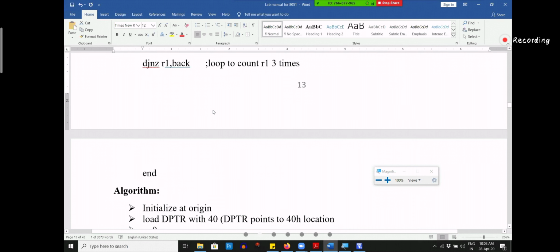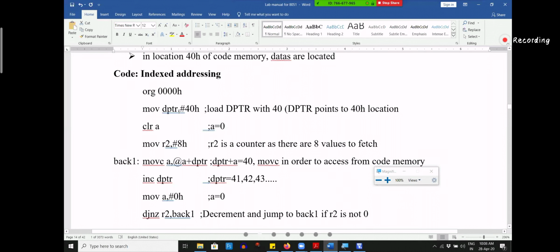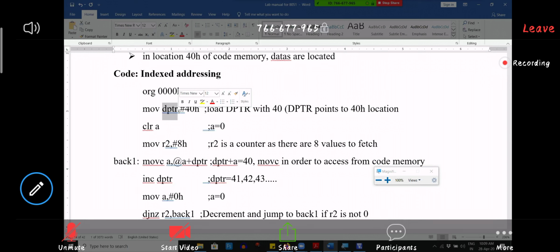8051 has only one pointer register, called DPTR. This is automatically a pointer register. You don't have to force it. When you use DPTR, it is automatically a pointer. So for indexed addressing, you need to use this data pointer, and it's very useful if you want to get a value from the code memory.